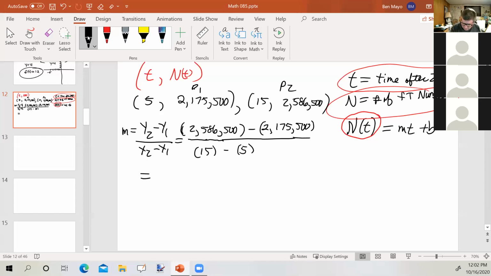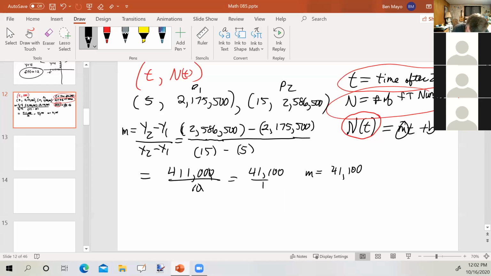Okay, well, it's calculator time. 2,586,500 minus 2,175,500, and I'm coming up with 411,000. 15 minus 5 is 10, so that's going to reduce down to 41,100 over 1. So the slope is 41,100. Any questions about that? So we've got our slope.